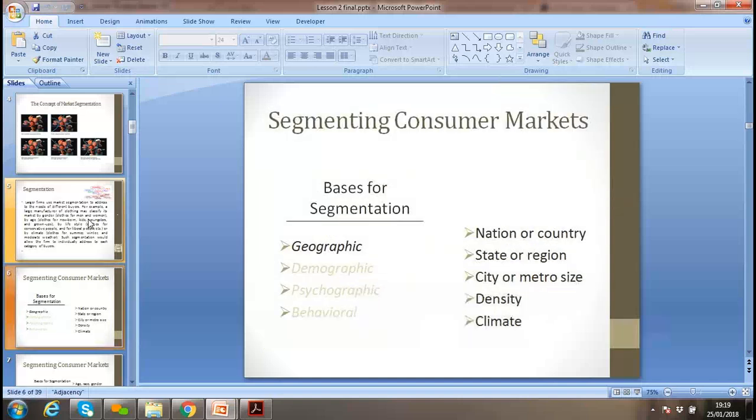Then we have the bases of segmentation. First is geographic. We can segment according to different locations. If we are a multinational company working in many countries, we can segment our market according to nation or country, state or region, cities, metro size or density, or climate. One company used to make floor polish in Pakistan and India, and they started to export floor polish to Japan. They did not do market research properly and did not understand the external market factors. The product totally failed, because in Japan people normally do not wear socks, and when polish is put on a marble floor it becomes slippery. That's why the polish was badly rejected in the market.